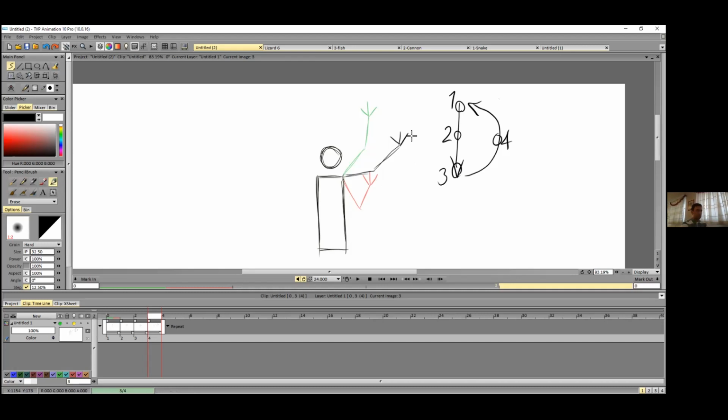Here I can draw the hand like this. Like this, because the hand is not attached to the ground and it can come up like this and then attach to the ground.